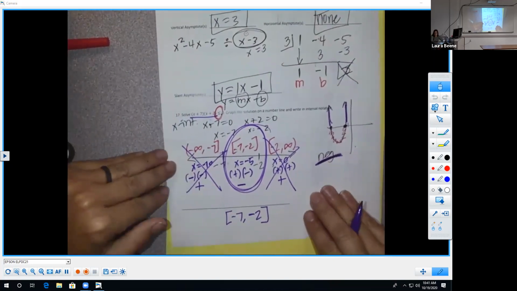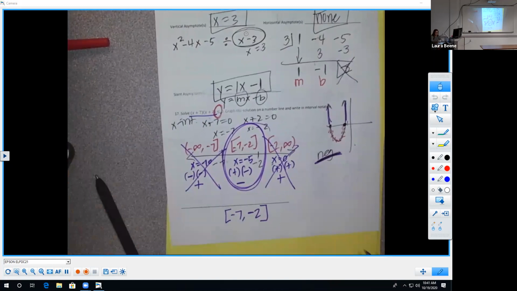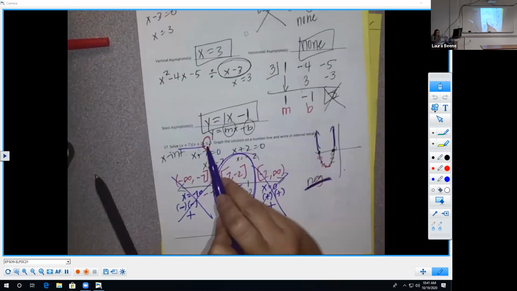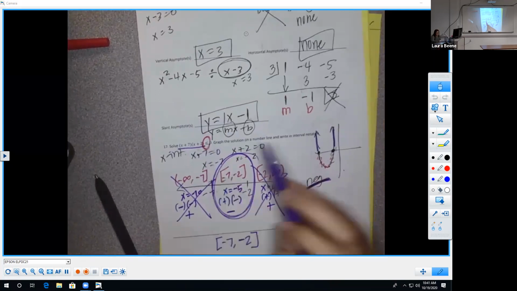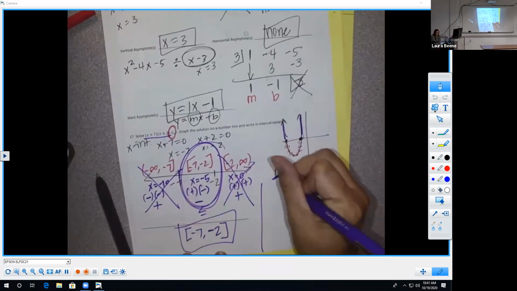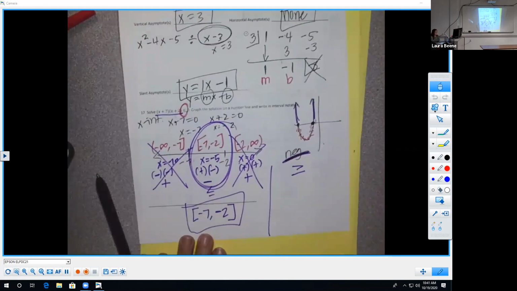Does this make sense, how to do this? Okay, and you can check it with your graph. If you type that in your graph, you can look. If this was a greater than or equal to sign, let's pretend it's a different problem. This is the answer for the less than or equal to. What if it was greater than or equal to? What would my answers be?